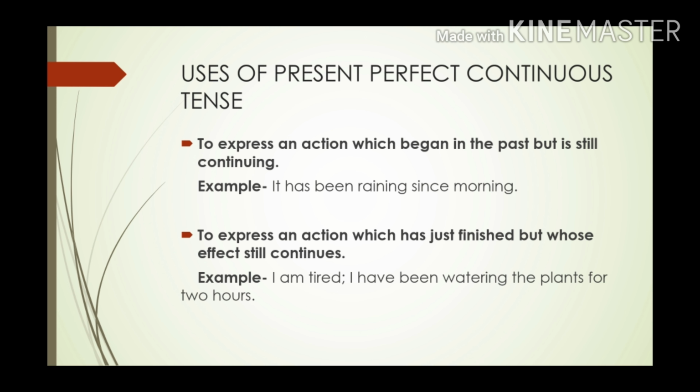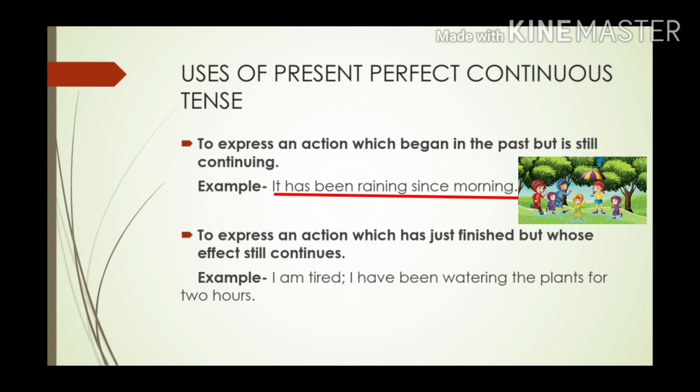Now, let's see why we use present perfect continuous tense. Firstly, we use it to express an action which began in the past but is still continuing. That means it is still going on, it is still in progress. For example, it has been raining since morning. Means the rain started in the morning, but it is still raining at the moment of speaking also.